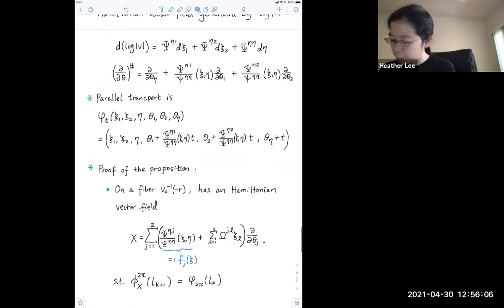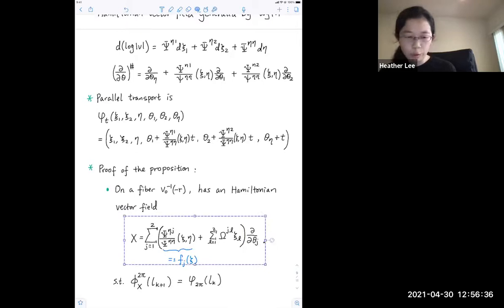Then you use the flow of this Hamiltonian. This is a very straightforward calculation that shows that this is equal to the parallel transport of this L_k along the circle in the base. So the monodromy of L_k is going to be Hamiltonian isotopic to L_{k+1}, with this being the Hamiltonian vector field.